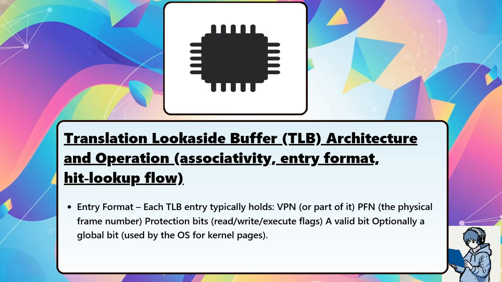Entry format. Each TLB entry typically holds the VPN or part of it, the PFN, the physical frame number, protection bits, read, write, execute flags, and a valid bit. Optionally, a global bit used by the operating system for kernel pages.